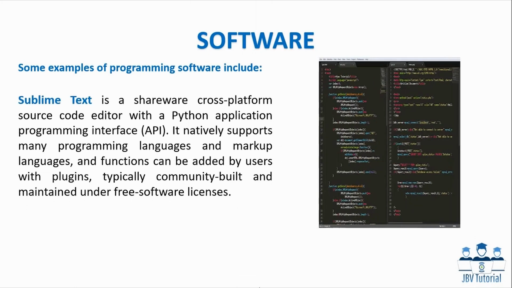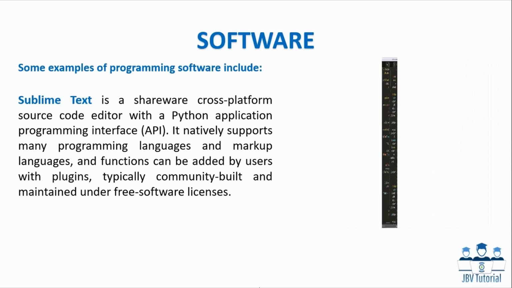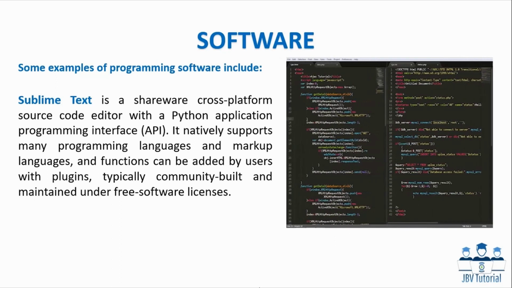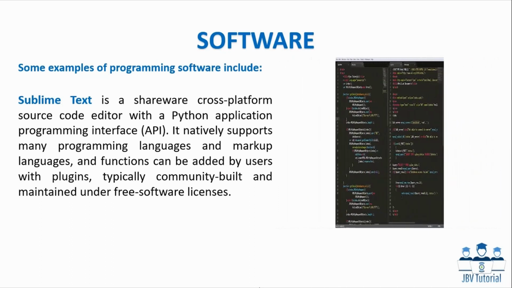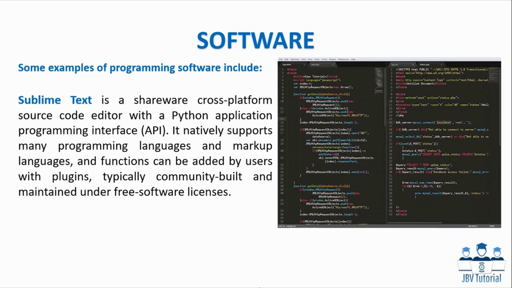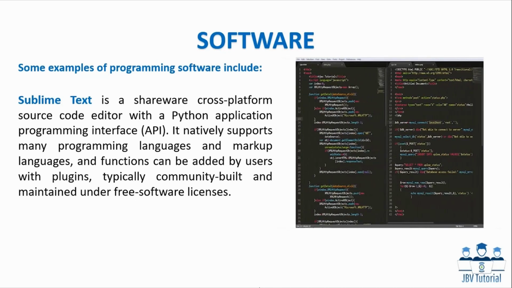Sublime Text is a shareware cross-platform source code editor with a Python application programming interface, API. It natively supports many programming languages and markup languages, and functions can be added by users with plugins, typically community-built and maintained under free software licenses.